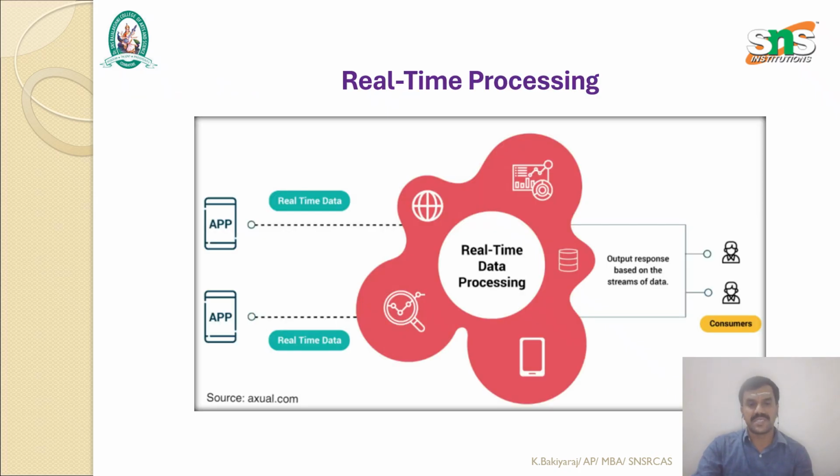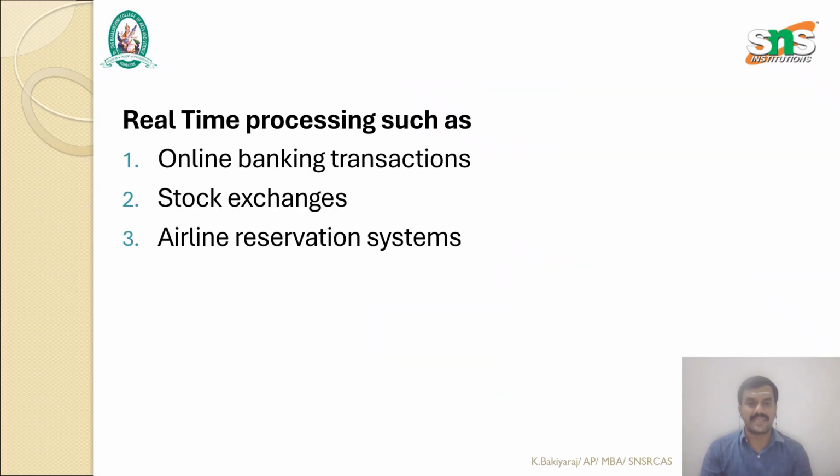And now we are going to discuss how this real-time processing has different applications across different areas. For example, the first department is purchase, second is production, third is marketing, fourth is finance and accounts, and the last is human resource department. And these real-time processing systems are basically utilized for some transactions. One is online banking transactions, the next one is stock exchanges, and the next one is online reservations.